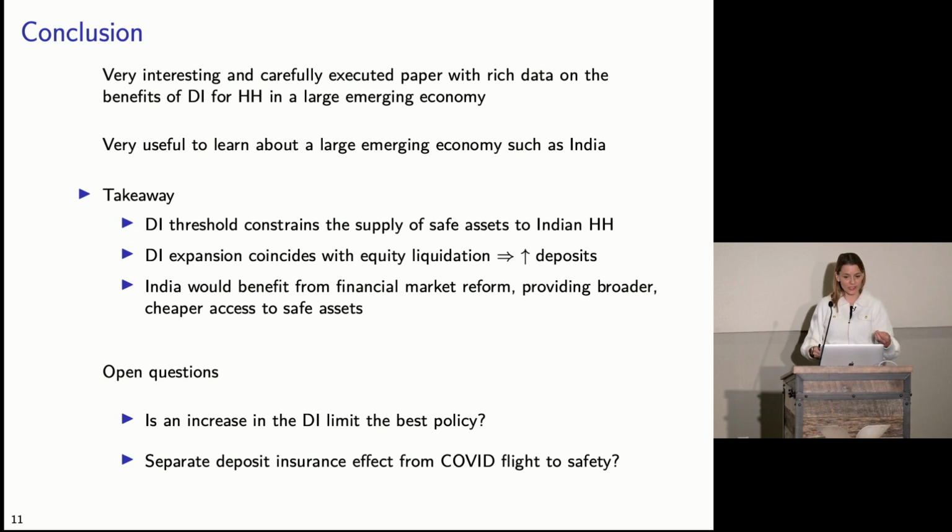But we learned that the threshold constrained the supply of safe assets to Indian households. We learned that the deposit insurance expansion coincided with equity liquidation that led to deposits. And we learned that India would benefit from financial market reform that provided broader access to cheaper, safe assets. Whether this has to come through a deposit insurance limit increase, whether that's the best policy, given that there's moral hazard and other externalities that this model doesn't consider, that's an open question. But I think it's a fruitful way forward.